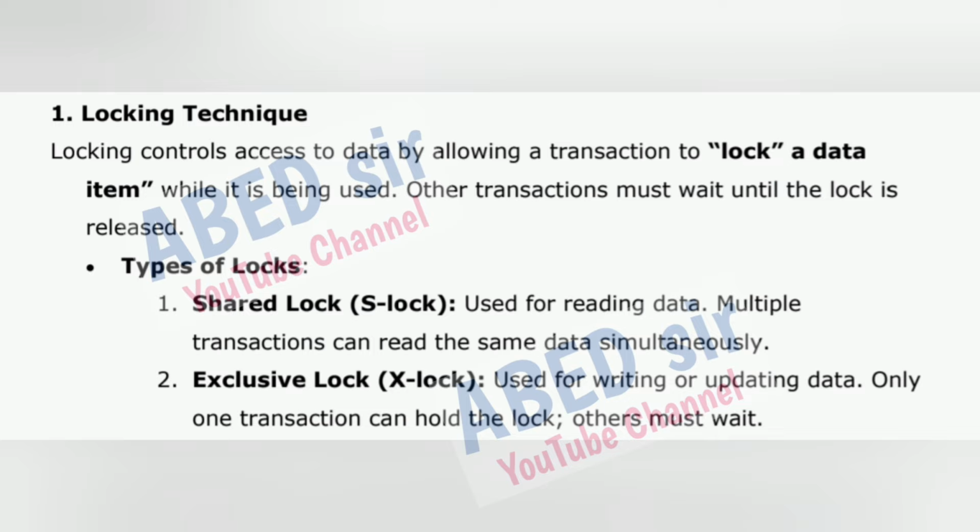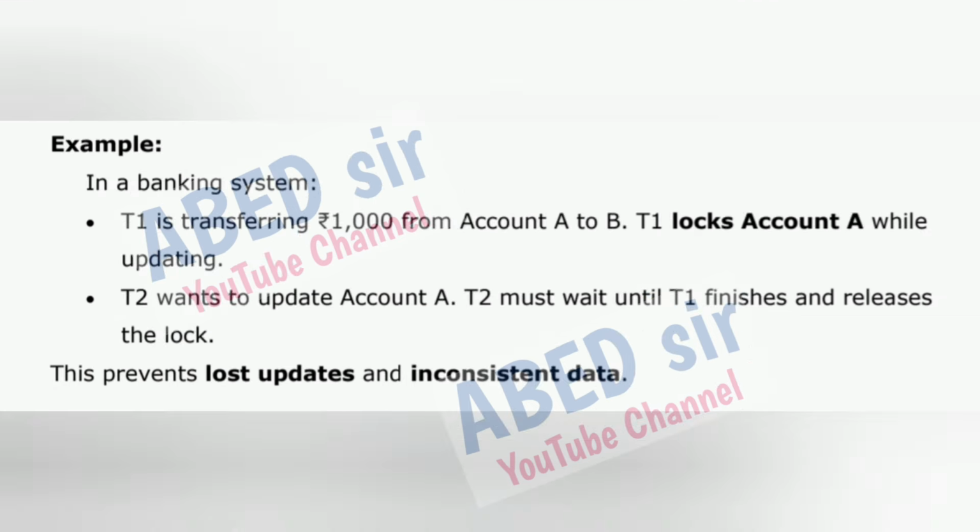Types of locks. 1. Shared lock. S-lock used for reading data. Multiple transactions can read the same data simultaneously. 2. Exclusive lock. X-lock used for writing or updating data. Only one transaction can hold the lock, others must wait.